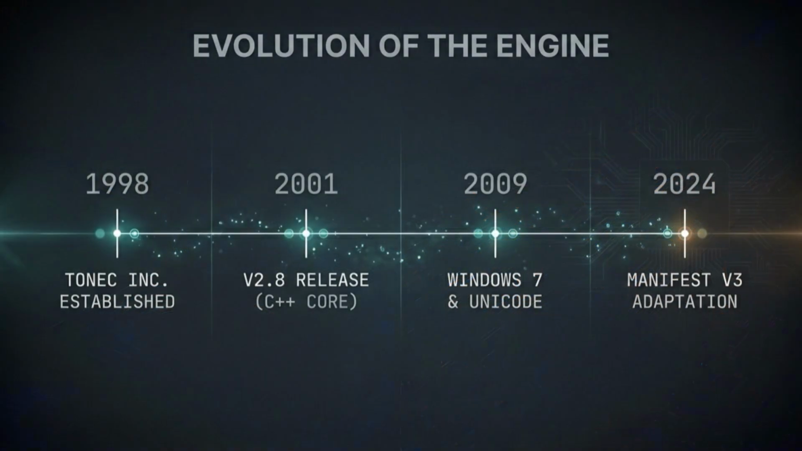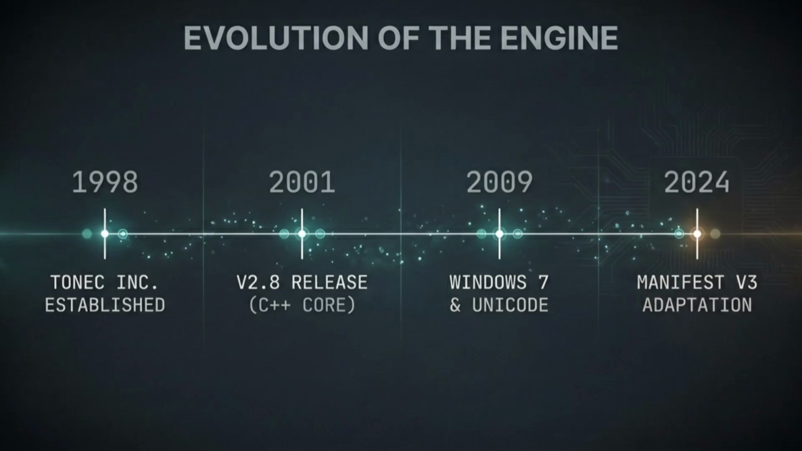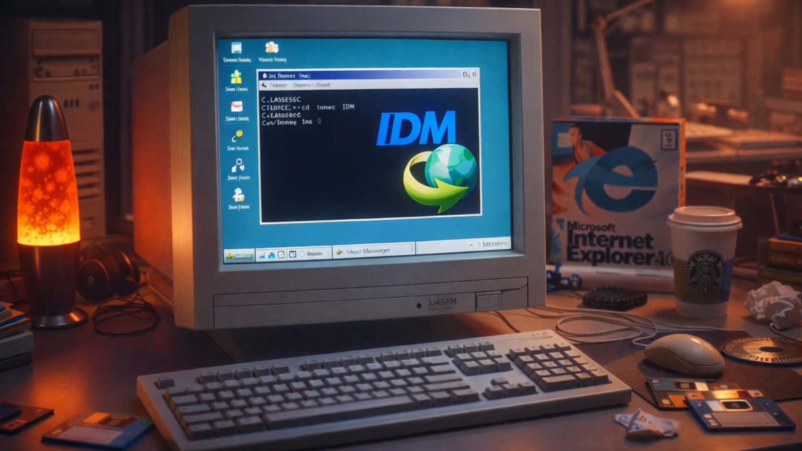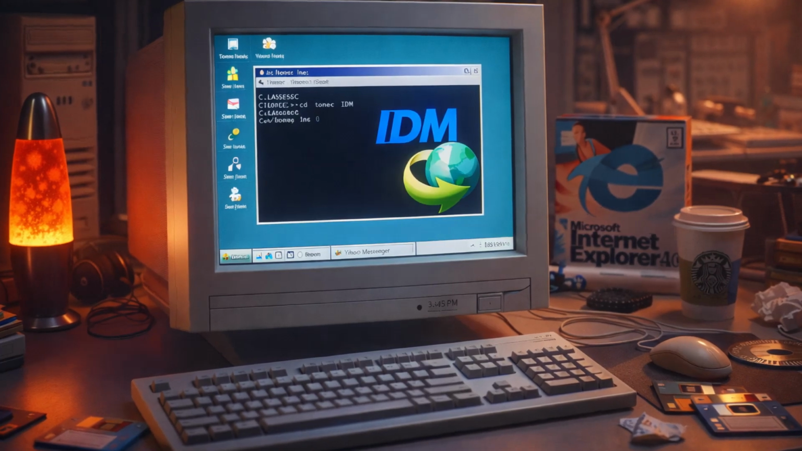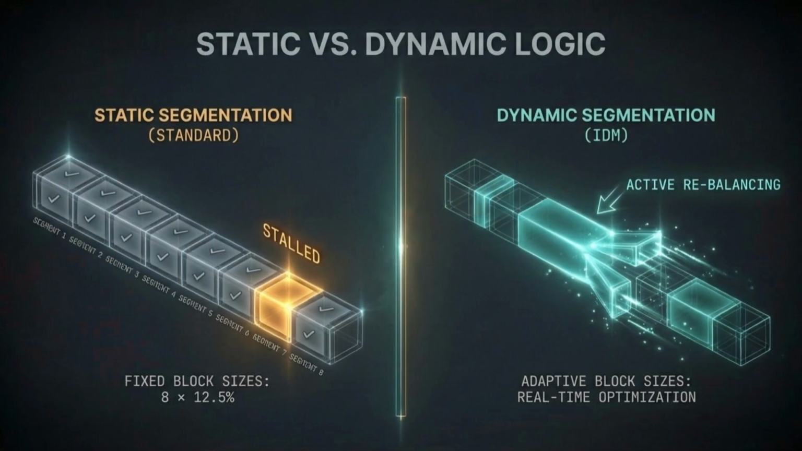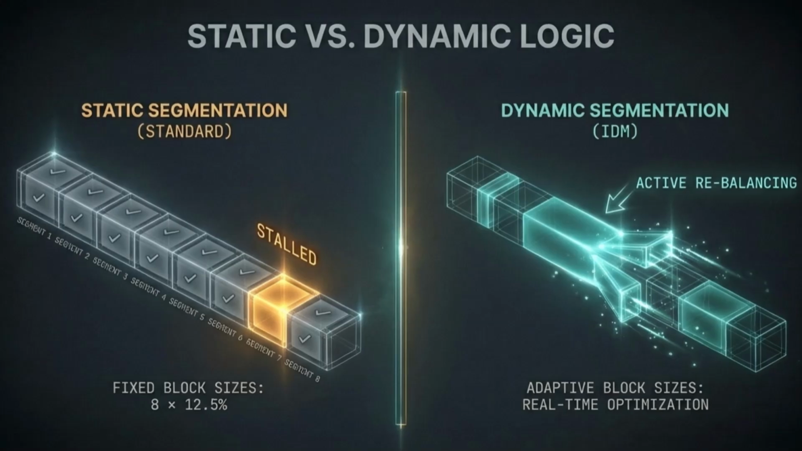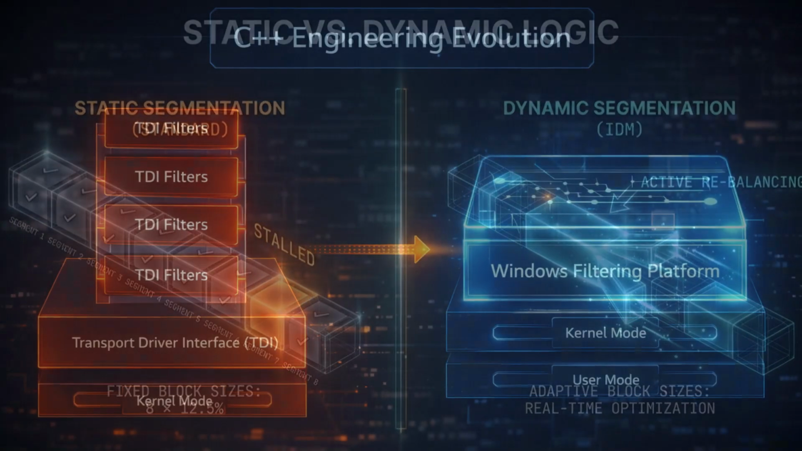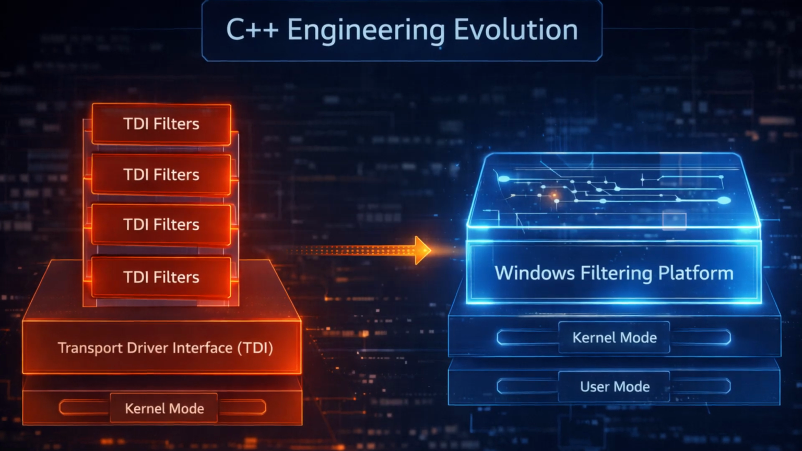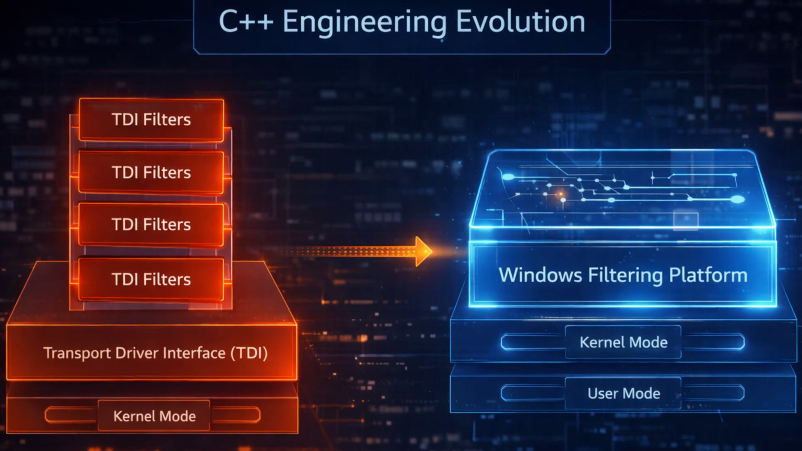The story of high-speed data retrieval on Windows began in 1998. Tonec Inc., established by a group of computer scientists, recognized that the native networking stacks in Windows were never optimized for massive high-concurrency data acquisition. Since the release of version 2.8 in June 2001, IDM has been a relentless evolution of C++ engineering, transitioning from legacy transport driver interface filters to the modern Windows filtering platform.